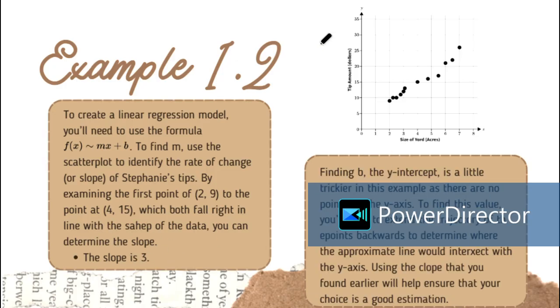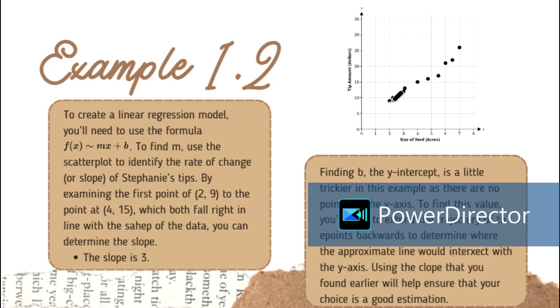Ding! To find b, the y-intercept, it's going to be a little trickier because it doesn't show us what b is on the y-axis. So to find this value, you need to extend the trajectory of the points backwards to determine where the approximate line would intersect with the y-axis. So using the slope that you found earlier will help ensure that your choice is a good estimation.